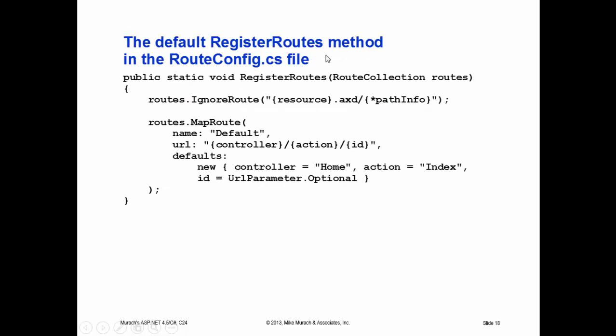This is showing us the RegisterRoutes method in the RouteConfig, which is in the App_Start directory. So we're saying, hey, this is the URL pattern we want to map to, and I want you to call the Home controller and the Index action. And this is all default.